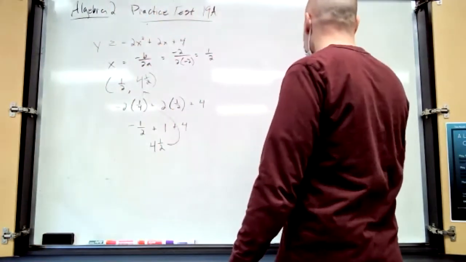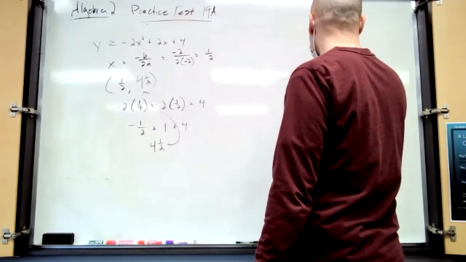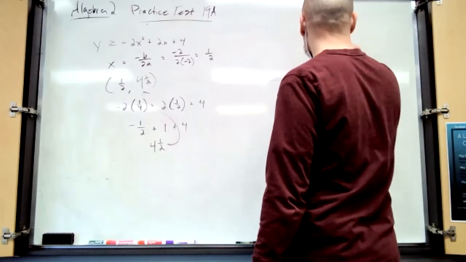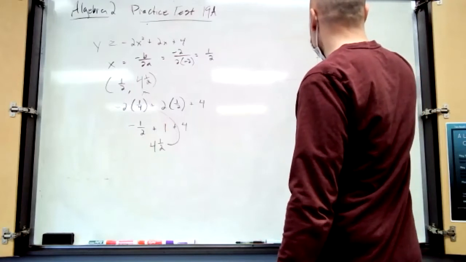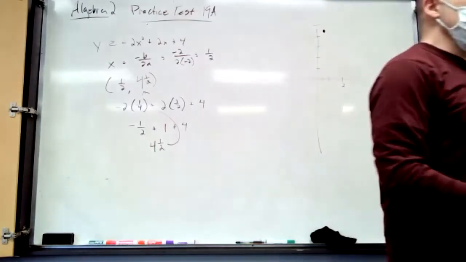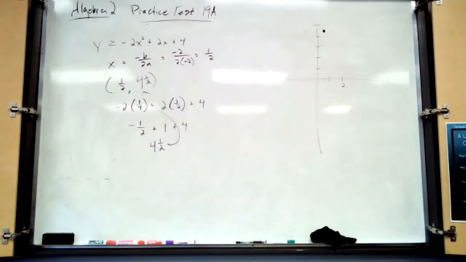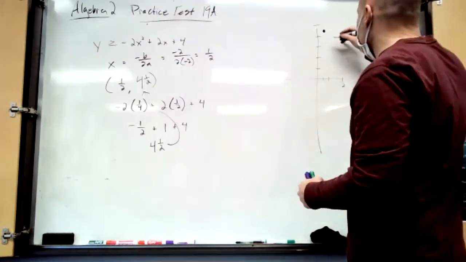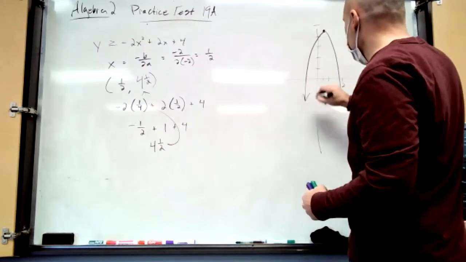So what does that graph look like? Here's 1, 2. So right at 1/2 and 4.5 is your vertex. It's going to open downward. And that negative 2 means that it's stretched vertically. Okay, so if it was just a negative x squared, it'd be just a normal parabola. But this one's a little bit skinnier. So it's going down twice as fast. So that means it's going to look like this. Ish. So just ish that as much as you can.